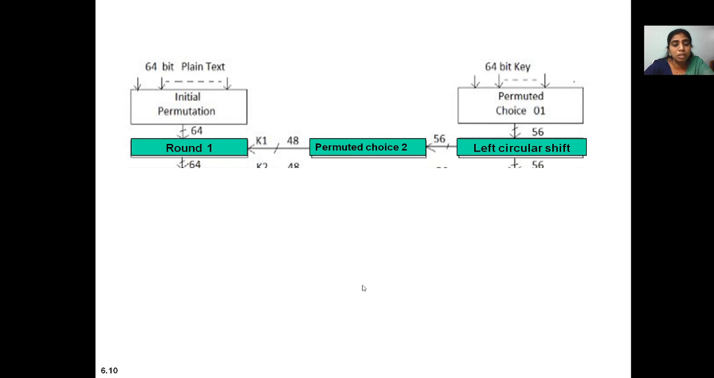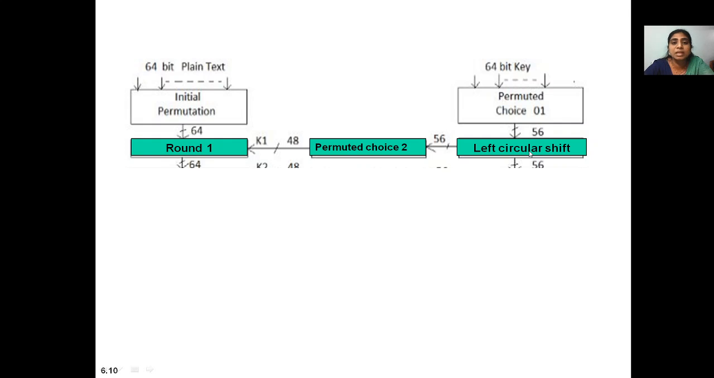Once you perform this, then we have the round 1 function. Before going into how the round function goes, we need to know the key, how we are going to apply the 48 bit key. So once the permuted choice 1 is performed, we are going to get 56 bits as the output. This 56 bit key is then given to the left circular shift.